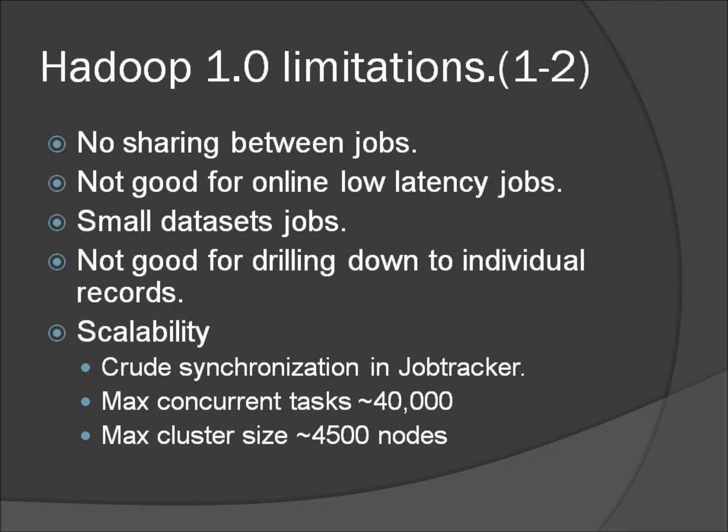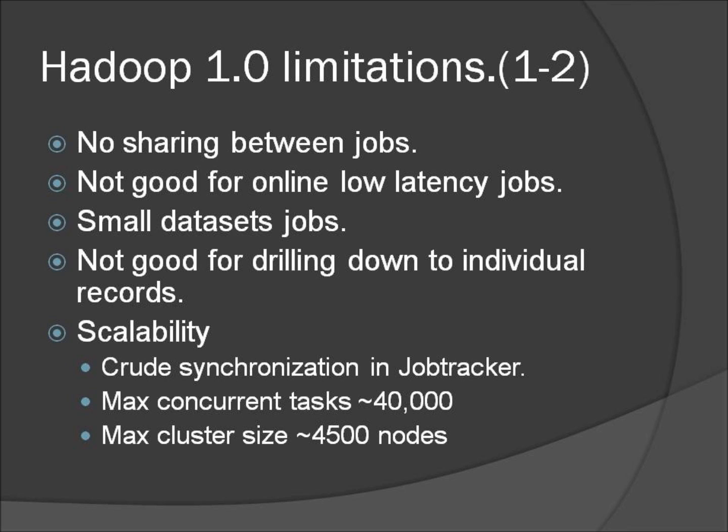So, what are the limitations of Hadoop 1.0? No sharing between the jobs. Jobs are independent. There is no communication between the jobs. Not good for online low latency jobs. It doesn't work for a website where the transactions are happening. You receive money, you pay money, you give orders, you receive orders. It is good for batch jobs where you want to fire 100 orders and forget about them. It is more useful for fire and forget kind of scenarios.